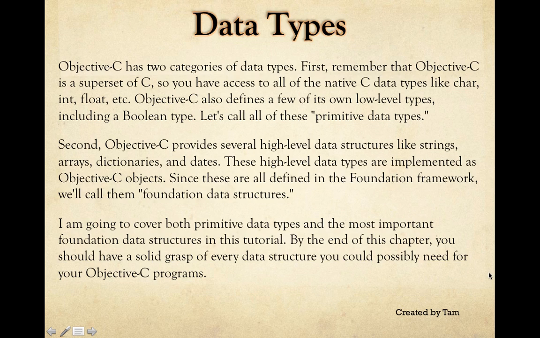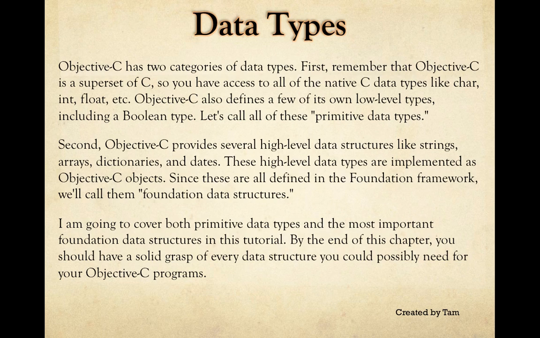Data types. Objective-C has two categories of data types. First, remember that Objective-C is a superset of C. So you have access to all of the native C data types like char, int, float, etc. Objective-C also defines a few of its own low-level types, including a Boolean type. Let's call all of these primitive data types.